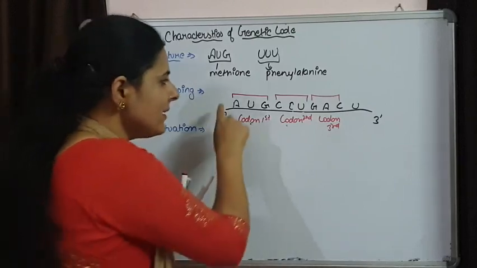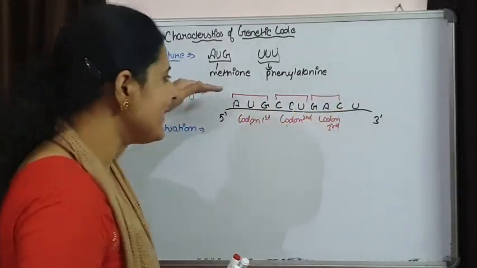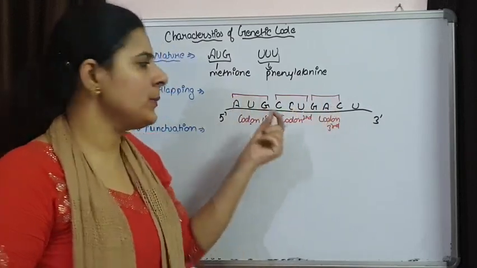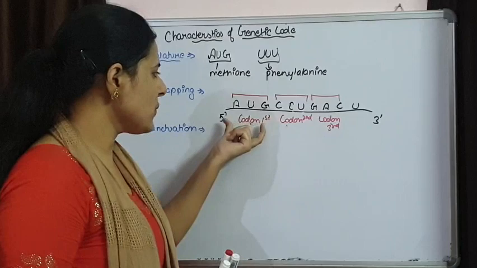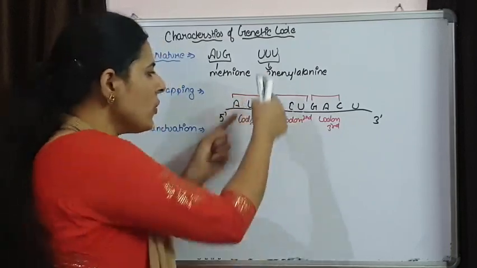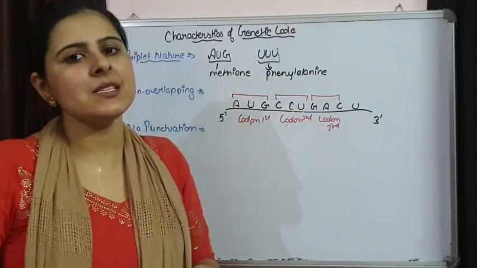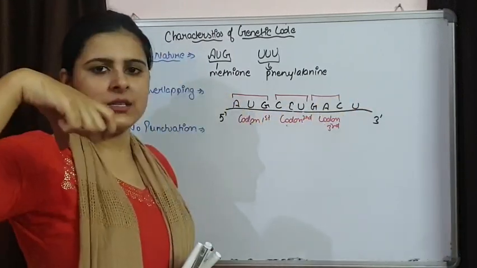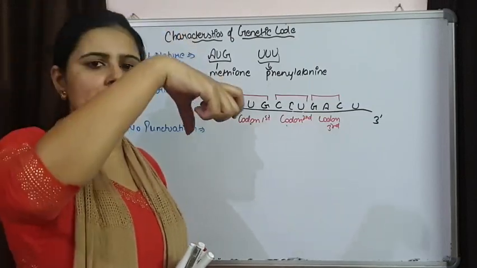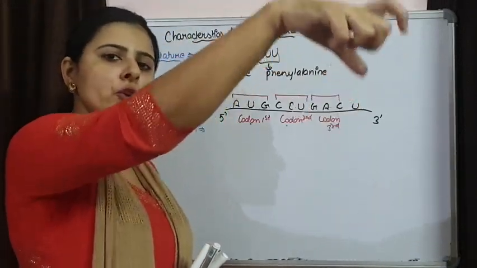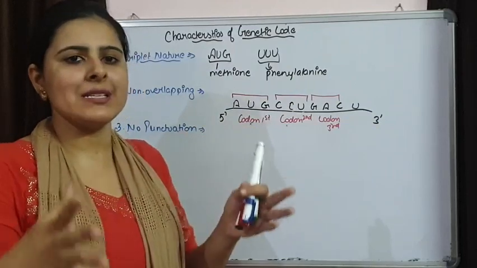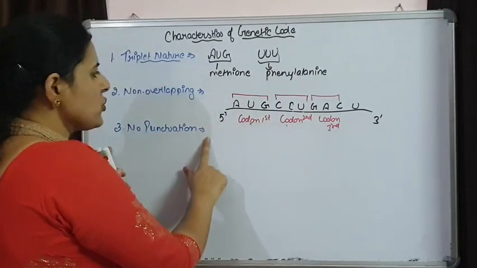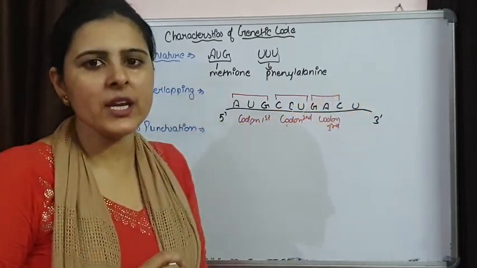If we see here, the sequence is going to be read continuously. Any of the nitrogenous bases will not be left behind. This is the first one, this is the second one. No comma or breaking is there. They are read in a continuous manner: first three as the first codon, next three as the second, next three as the third, then fourth, fifth. There will be no comma, or you can say no nitrogenous base will be left in between. So no punctuation is there while reading the genetic code.